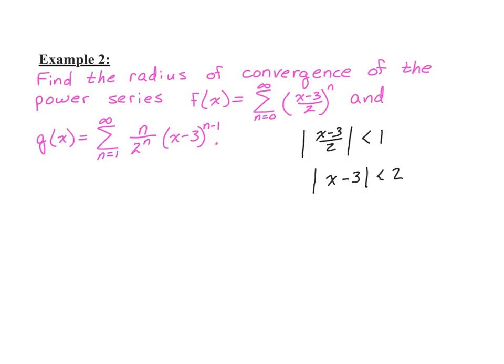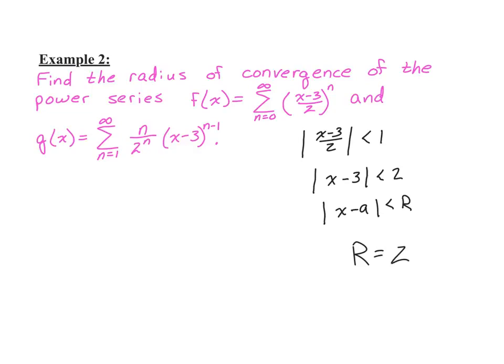Now, this fits the format of what we had on the other page, which said absolute value of x minus a is less than r. And so what this means is 3 was the center of our power series, and then this means that our radius of convergence has to come out to be 2. So in this case, the radius of convergence is 2.